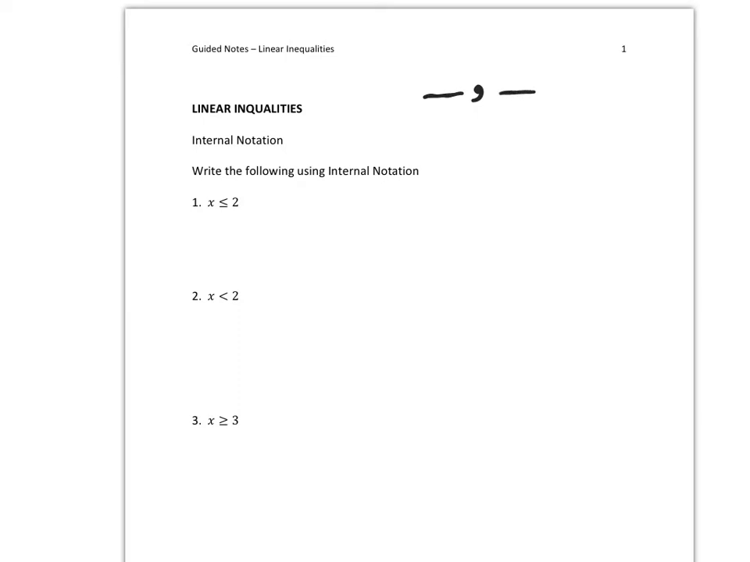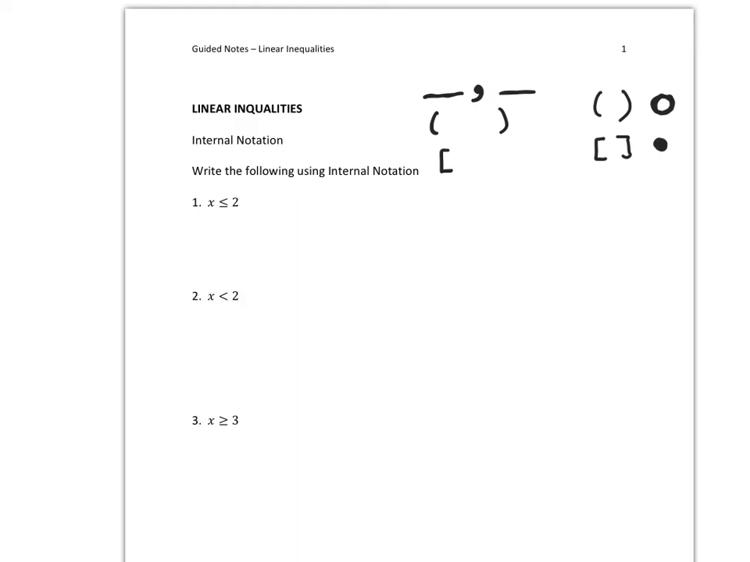Now, if the endpoints are not included, you use parentheses. If endpoints are included, you use brackets. And you can have a bracket on one end and a parenthesis on the other. A parenthesis, whether it's left or right, corresponds to an open circle. If you remember graphing in the past and the endpoint was not included, you used an open circle. Brackets are the same thing as a closed, solid circle.